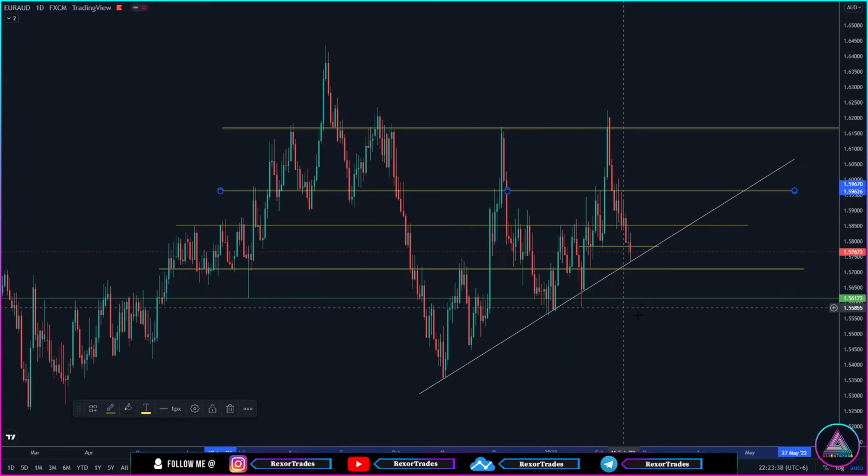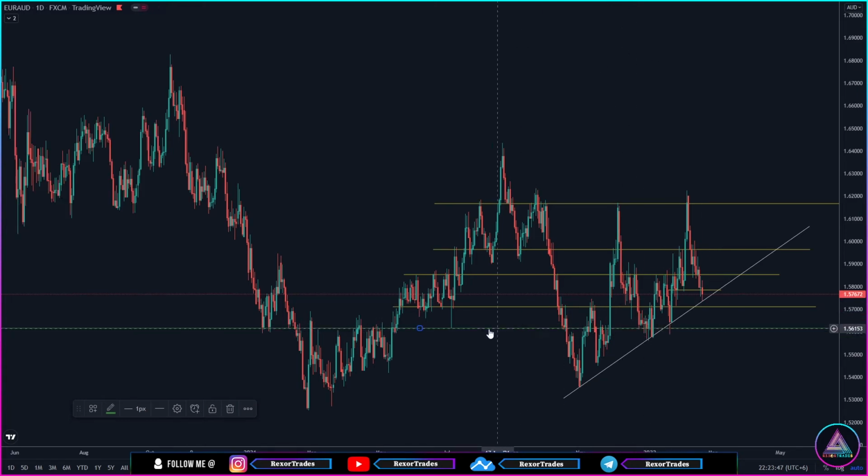And if however EURAUD makes a breakout of this uptrend line and also this key zone, then it might continue coming all the way to retest this key level over here, which we marked on the basis of the retest points that it had previously right around here.